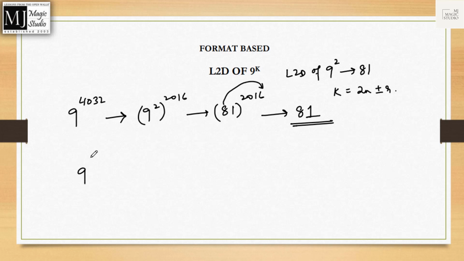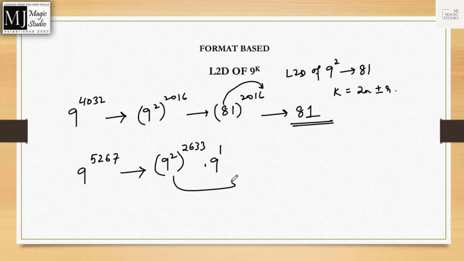Try this: 9 to the power 5267. Pause it and tell me what can be the last two digits of this expression. Okay, I hope you must have the answer by now. Let's see. So it is 9 to the power 2 to the power 2633, and we are left with remainder 1, 9 to the power 1.